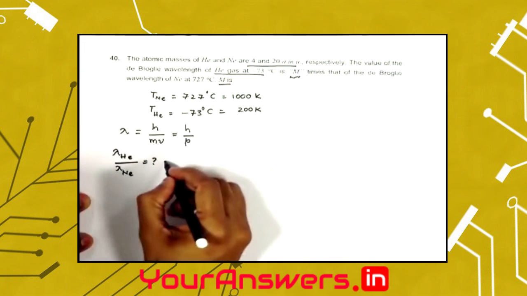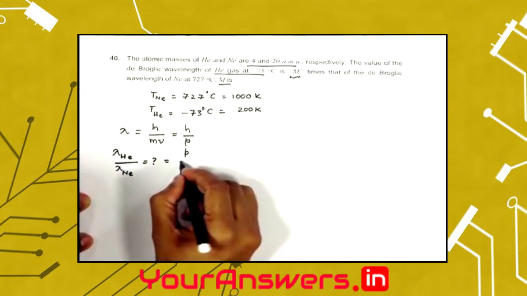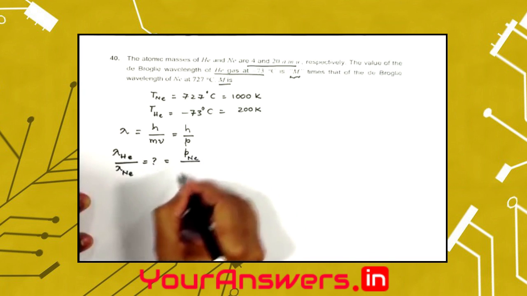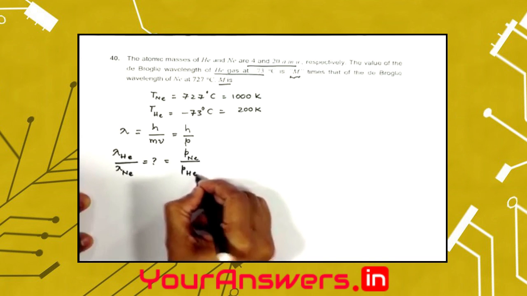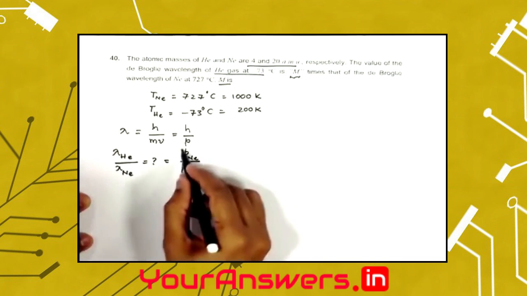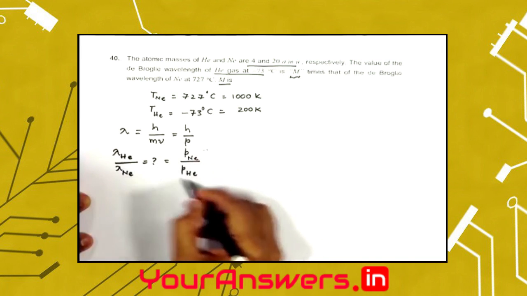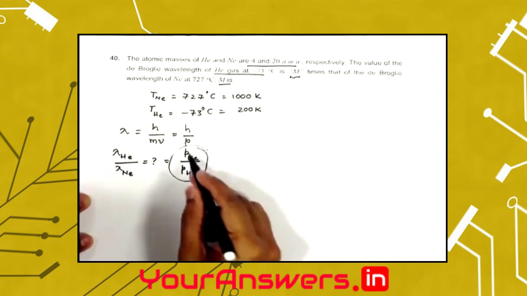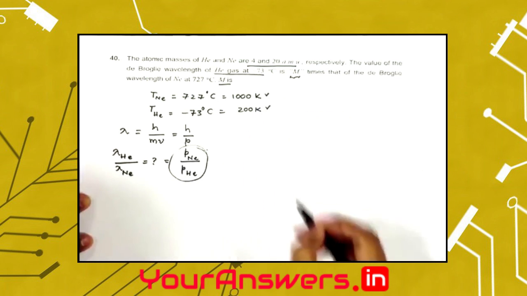If I use this equation, h is a constant. So, I can write lambda He divided by lambda neon is the momentum of neon divided by the linear momentum of helium. So, this we have to determine. And what does the question give us to know about the momentum? See, this tells us about the temperature.